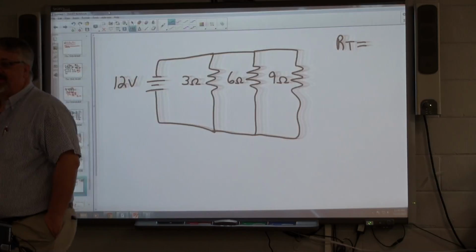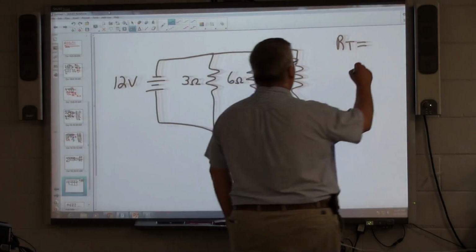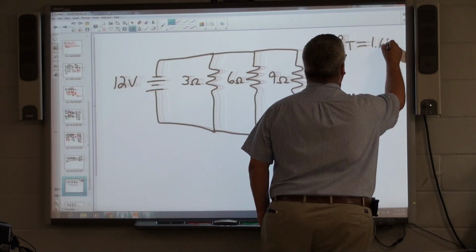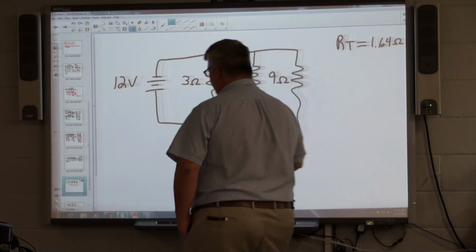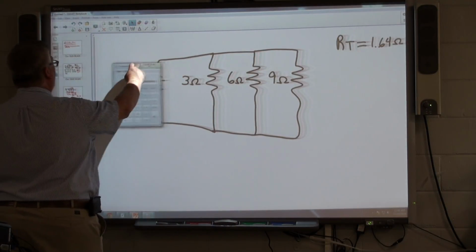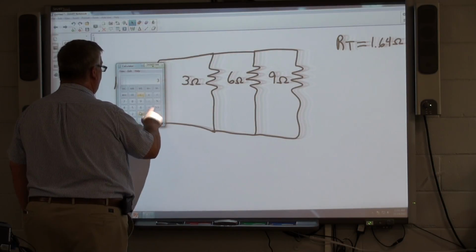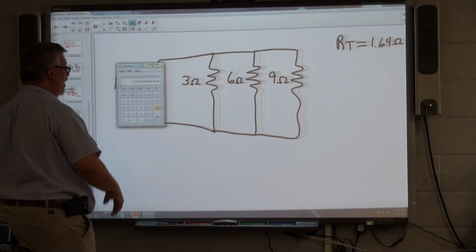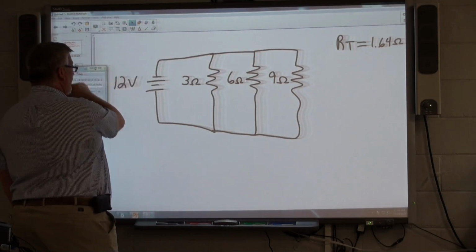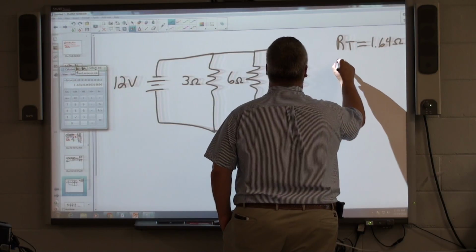What is our total? 1.6. It's gonna be less than 3. So obviously, we'll take the shortcut method and pop that into our calculator rather than do all this common denominator stuff. We'll make sure we're right. So we'll say 3 reciprocal plus 6 reciprocal plus 9 reciprocal equals reciprocal 1.64. Yep, round it up, that's exactly right. So we're good there. Now let's get I total.